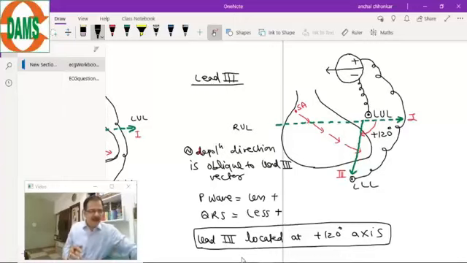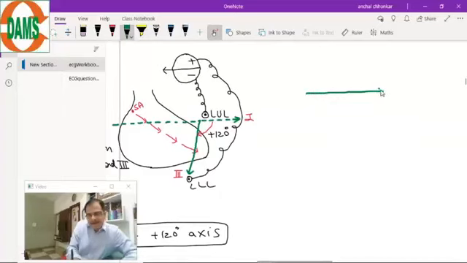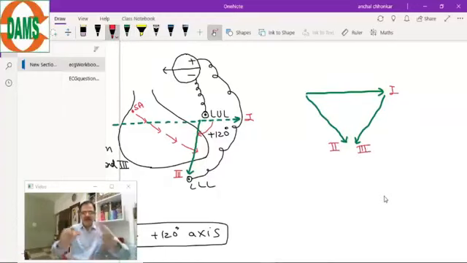Now, if I take all 3 bipolar leads in a single diagram, this is lead 1, this is lead 2, and this is lead 3. This is a triangle that we will get. These are the vector lines.